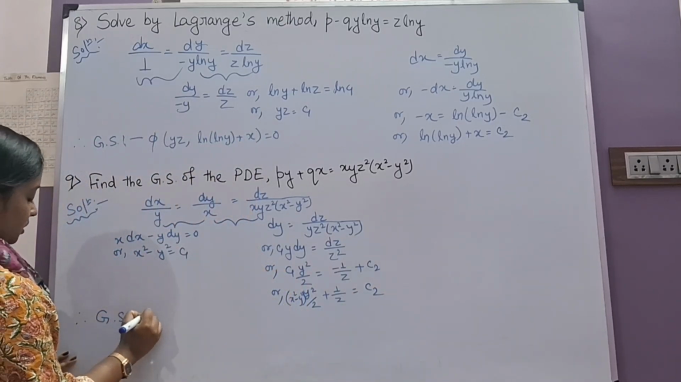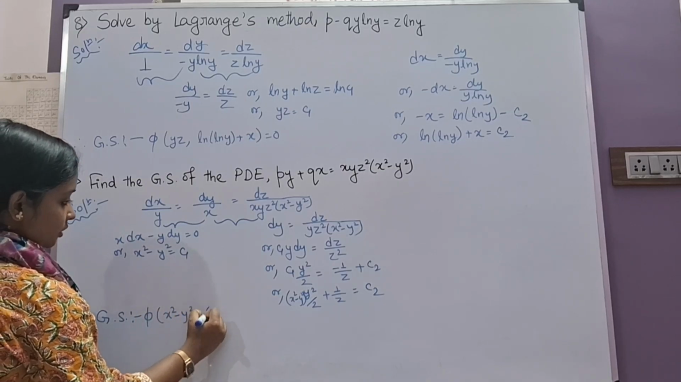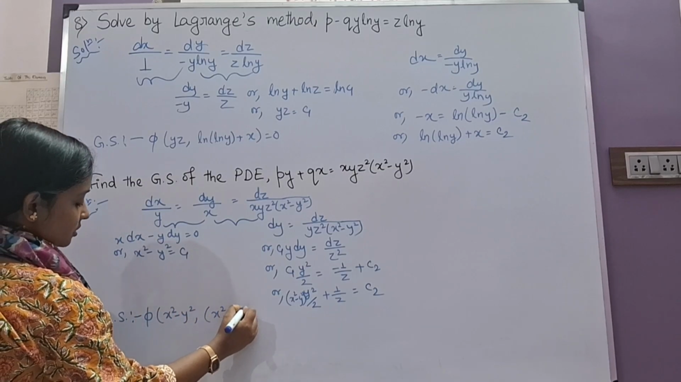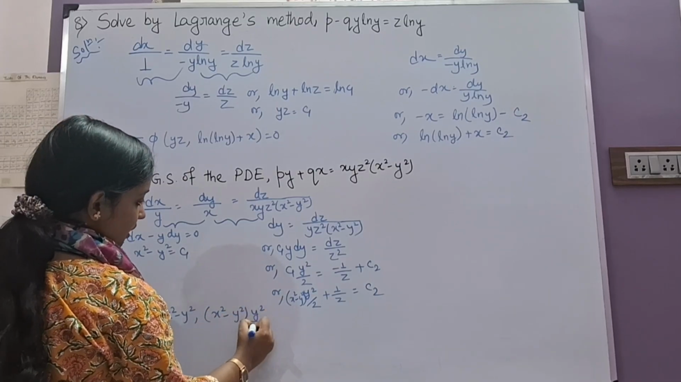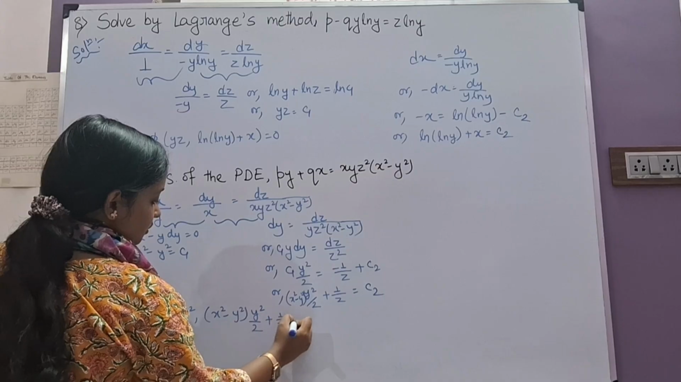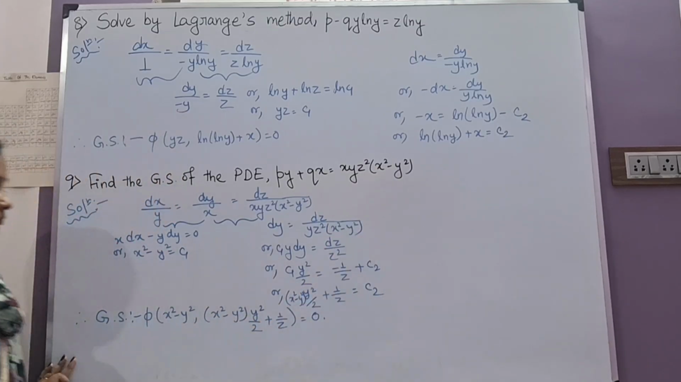So what will be the general solution? Yes, phi of x square minus y square comma x square minus y square into y square by 2 plus 1 by z equal to 0.